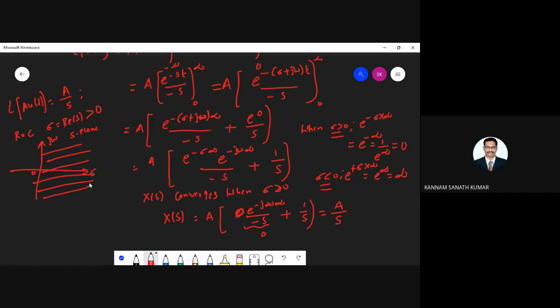Imaginary part value, okay. You have to see the region of convergence properties. There you need to consider only the real part of the s plane. Real part means the real part of s only.